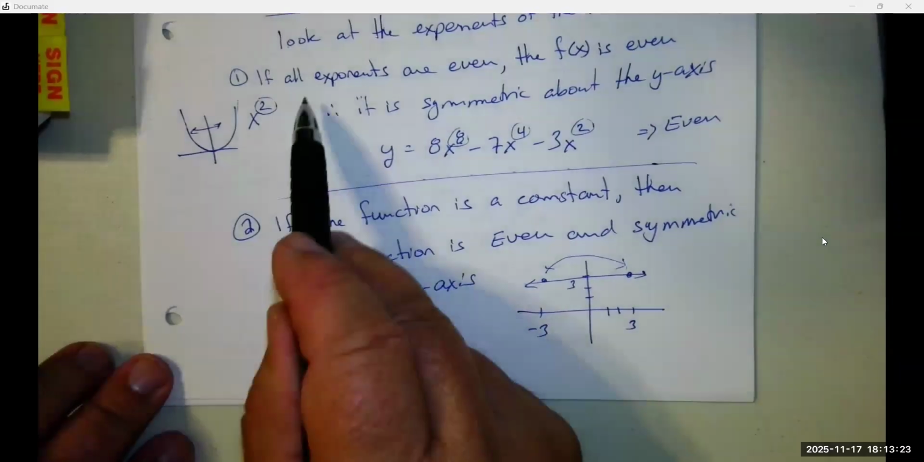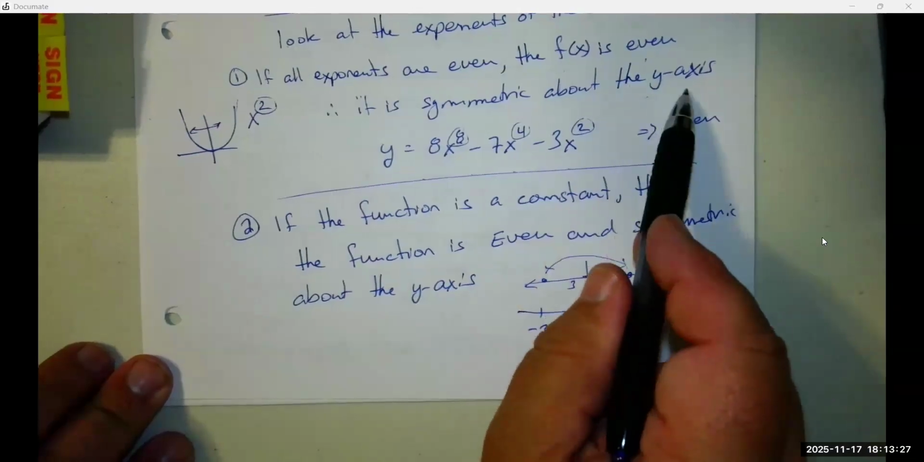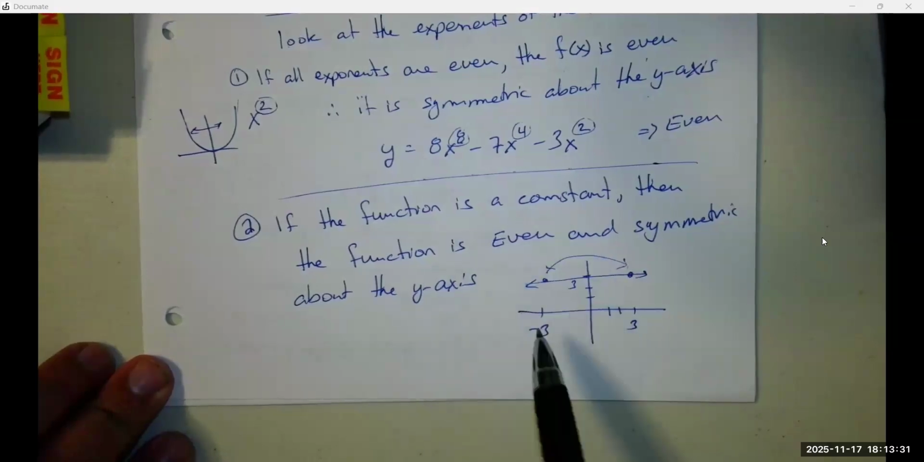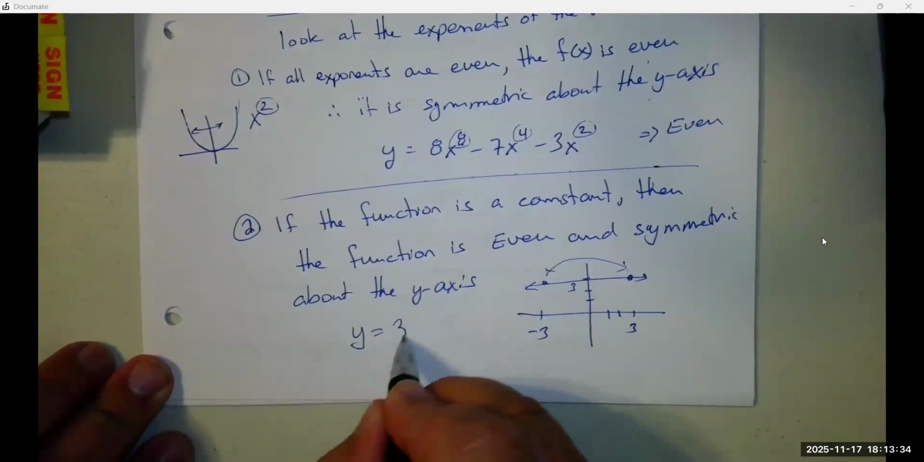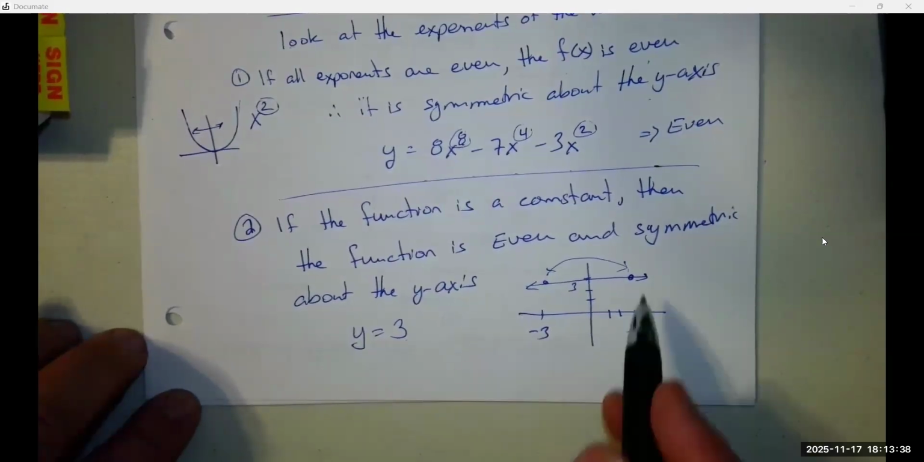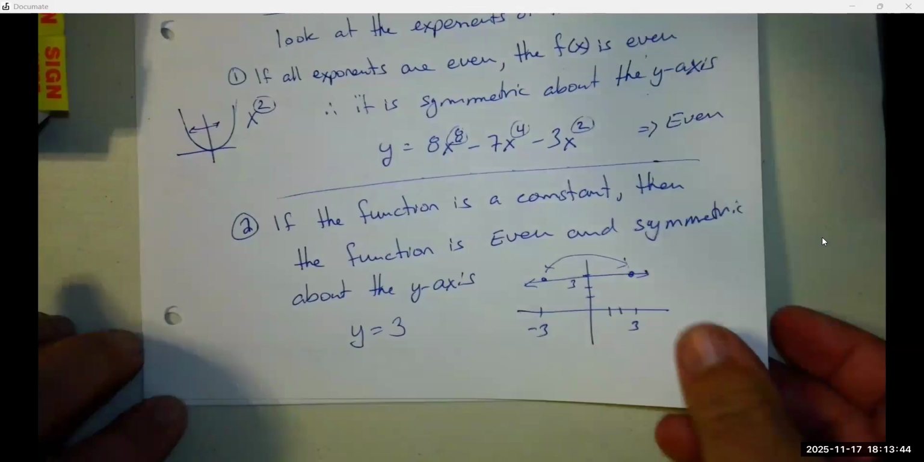So the first one, if all the powers are even, it's even. It means symmetric about the y-axis. If the function is a constant, in other words, y equals 3, if there's no x values, then it's an even function, therefore symmetric about the y-axis. We can combine those two.